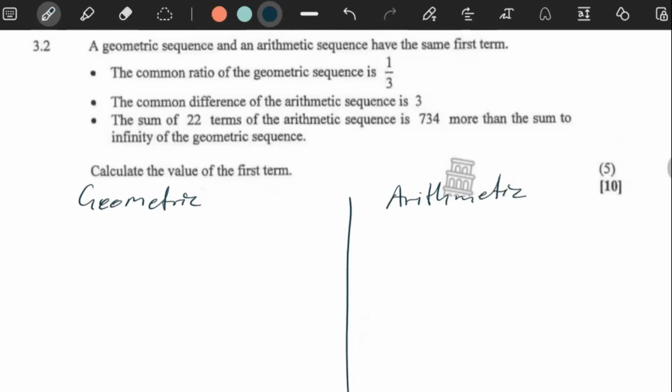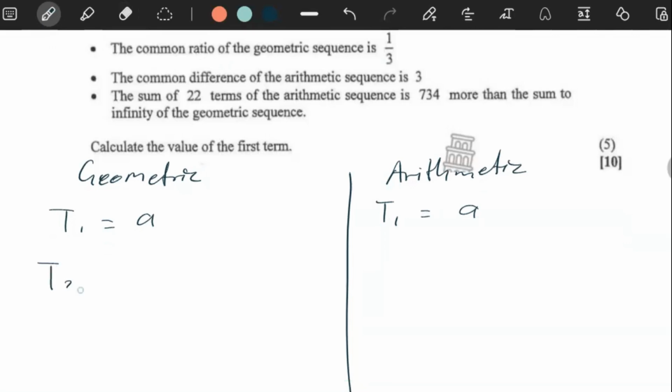So it means a for both of them is the same number, so we can put a. And then they say the common ratio is a third. So let's just put it this way: T1 in this situation is a, whatever a is, and here T1 is exactly the same. They say the common ratio is a third, meaning that T2 divided by T1 should be equal to a third.